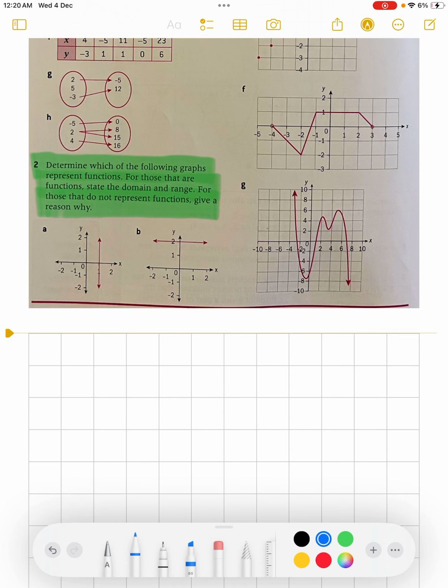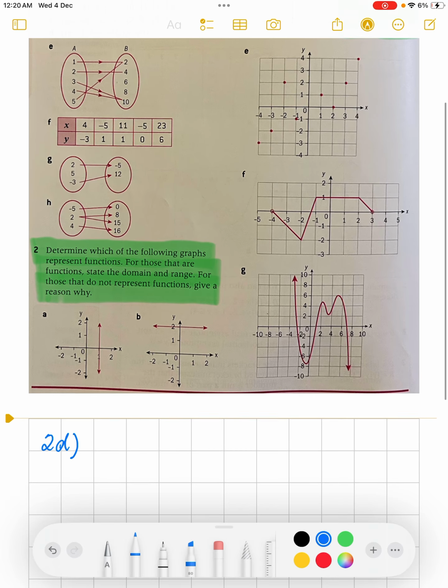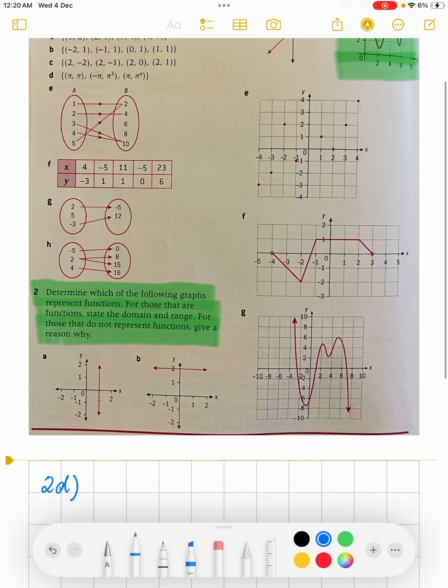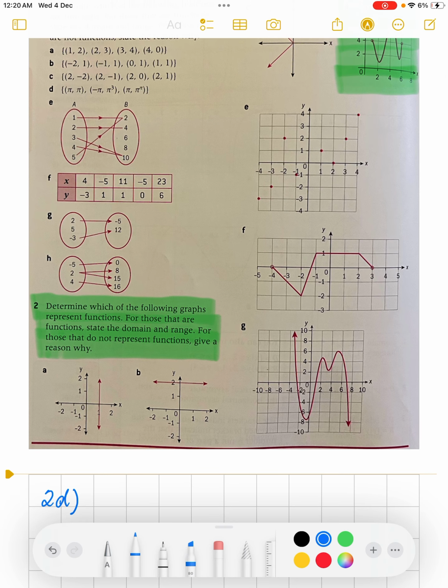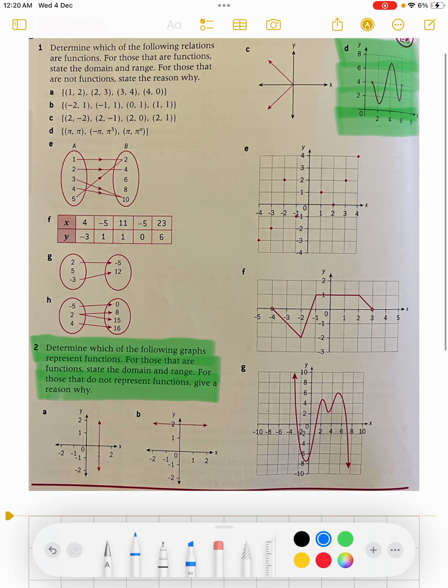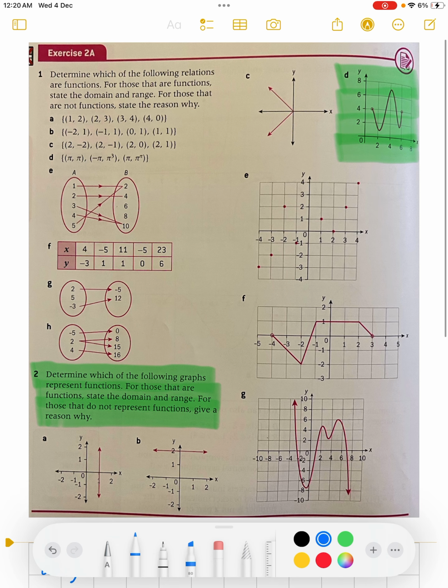So I'm going to be doing 2, part D. And that says determine which of the following graphs represent functions, and for those that are functions, state the domain and range. For those that do not represent functions, give a reason why. Well, this question up here is D, and as you can see, it starts at the position 1, 4, and finishes at the position 6, 4.